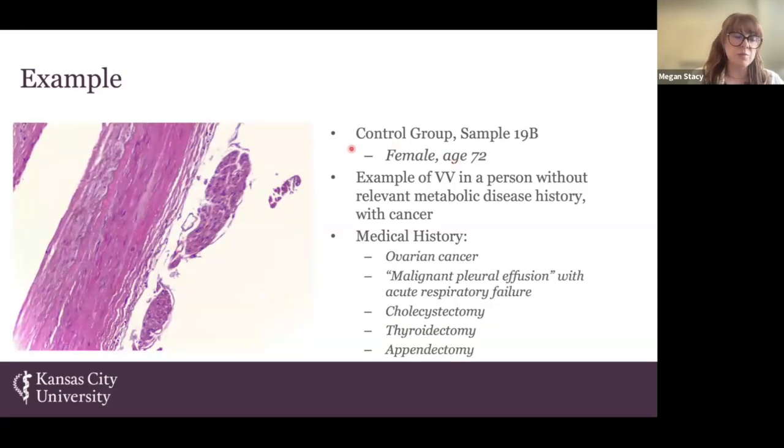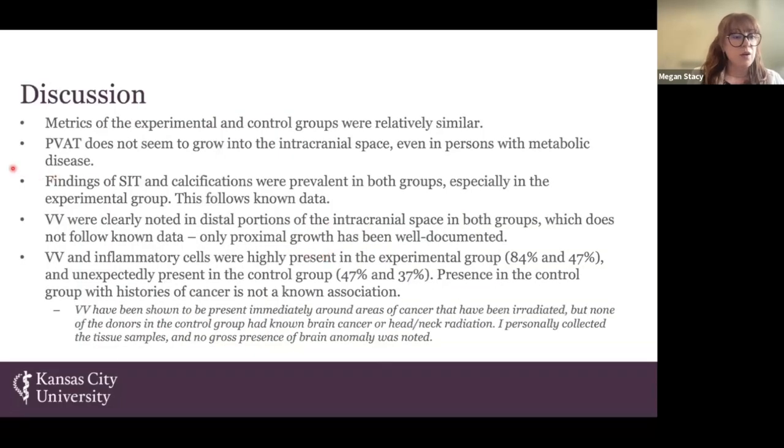And then another example from our control group, 72-year-old female, no metabolic disease, but a history of ovarian cancer. And we had several on the sample of these lumens with some red blood cells in them. So as I pointed out, the metrics of the experimental and control groups were pretty similar. Perivascular adipose tissue does not seem to grow in the intracranial space, even in persons with metabolic disease.